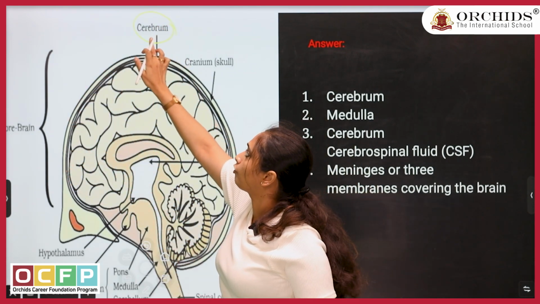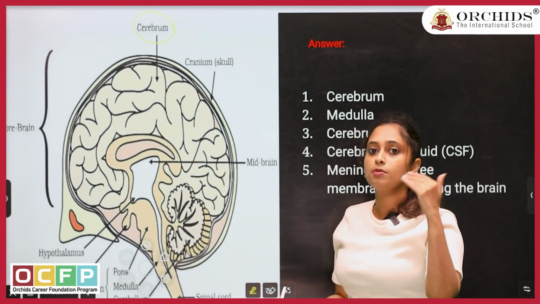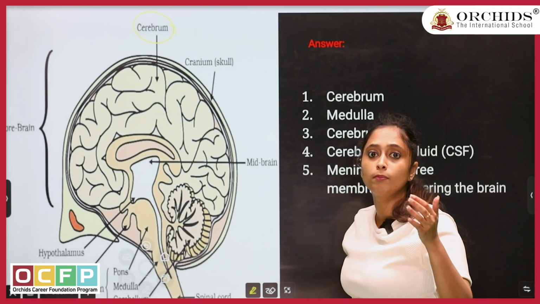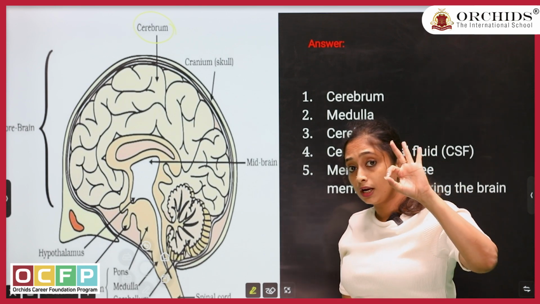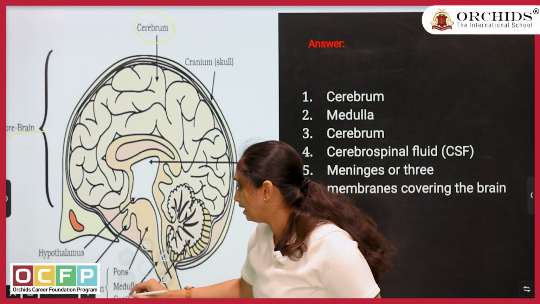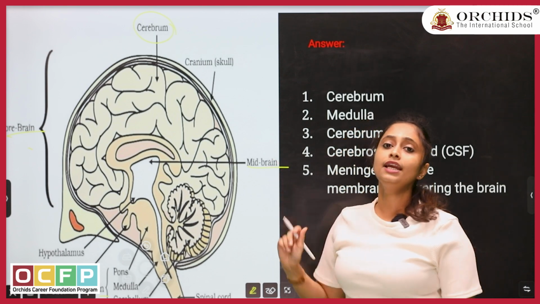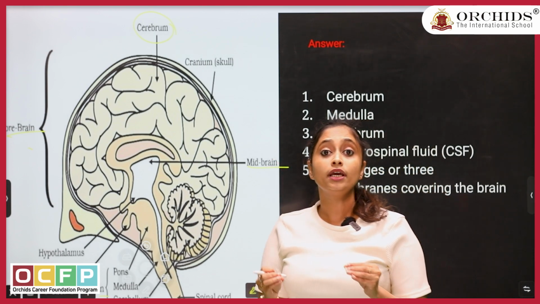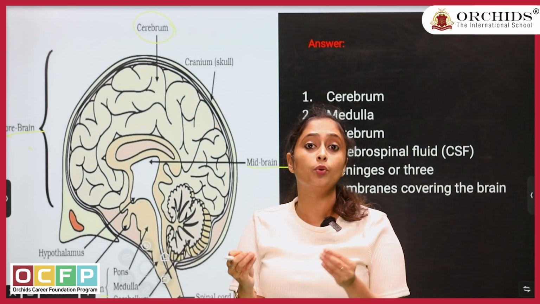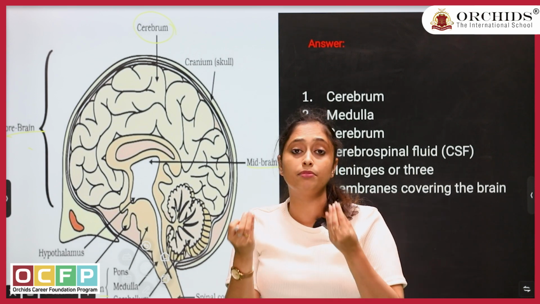So, in the forebrain area, the cerebrum is controlling voluntary action. Second question: which region is controlling vomiting and salivation? We said that the brain has three parts: forebrain, midbrain, and the third one is hindbrain. Now, the midbrain's function is controlling some involuntary actions as well as some reflex actions.